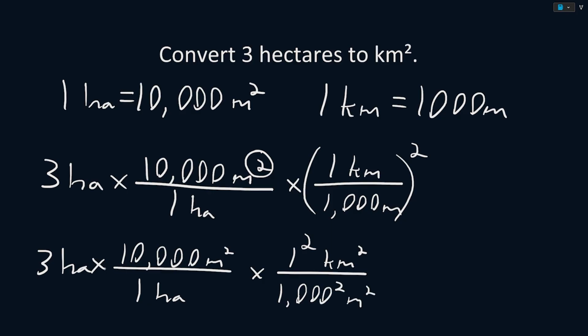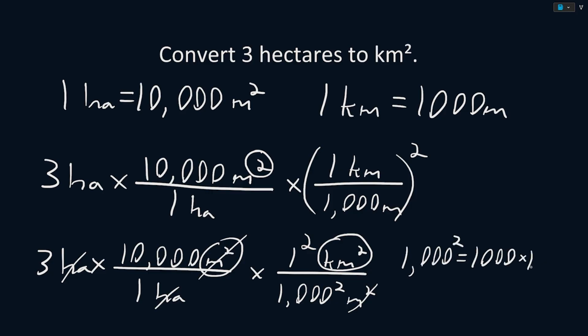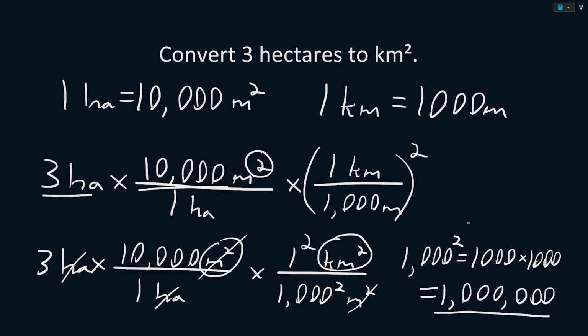meters. Multiplying through this, we see that the hectares cancel to leave us with squared meters, and then the squared meters cancel to leave us with squared kilometers. And 1,000 squared is equivalent to 1,000 times 1,000, and this is equal to 1 million. So to solve this, we multiply 3 and 10,000, then divide by 1 million. This gives us that 3 hectares is equivalent to 0.03 squared kilometers.